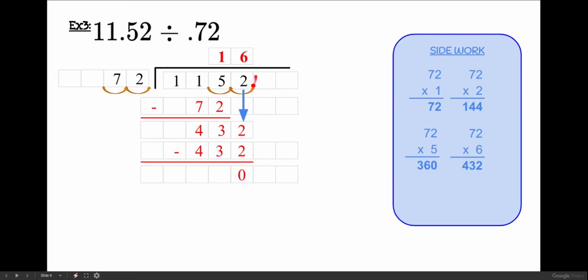We're not done yet because we need to bring up our decimal, which is right over here. And so our answer is 16. If you put 16 point, that might be kind of weird. If you put 16.0, that can be simplified further to just regular 16. So 16 is our answer.